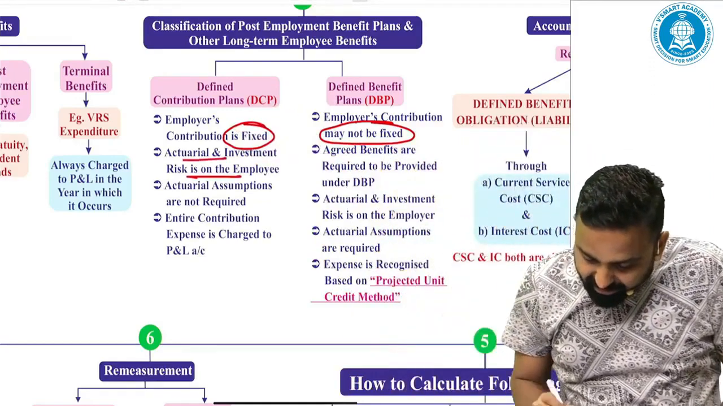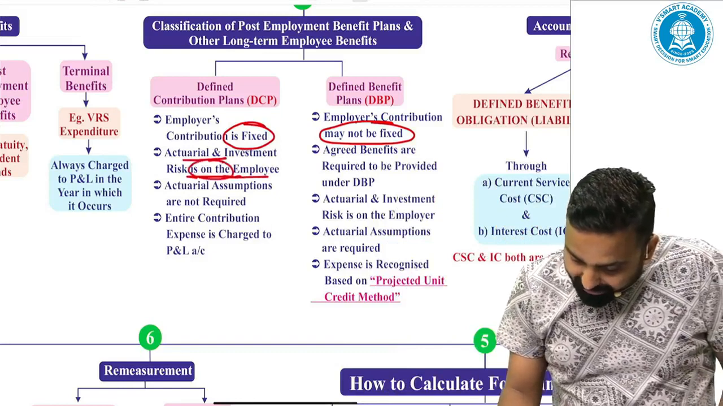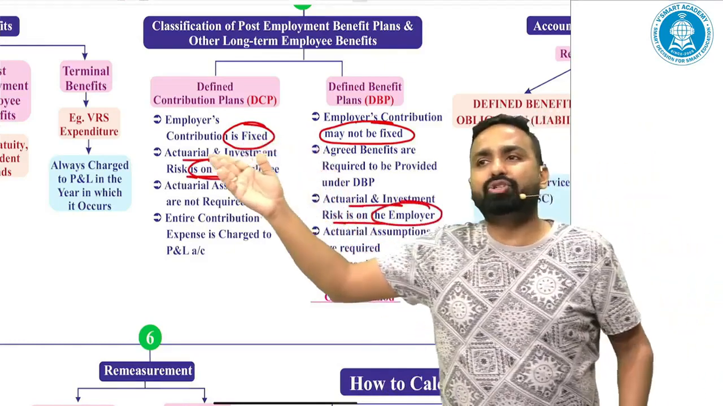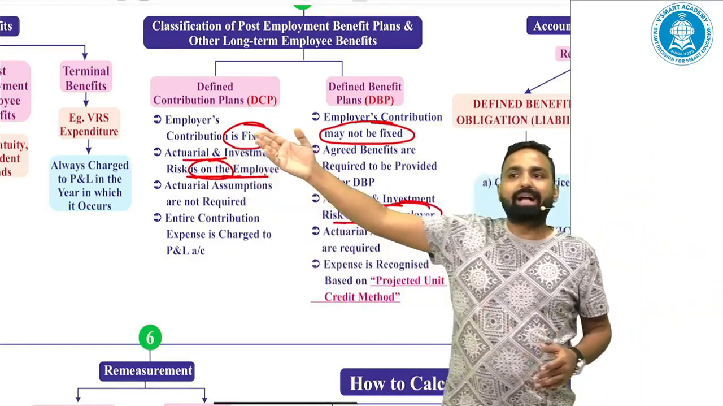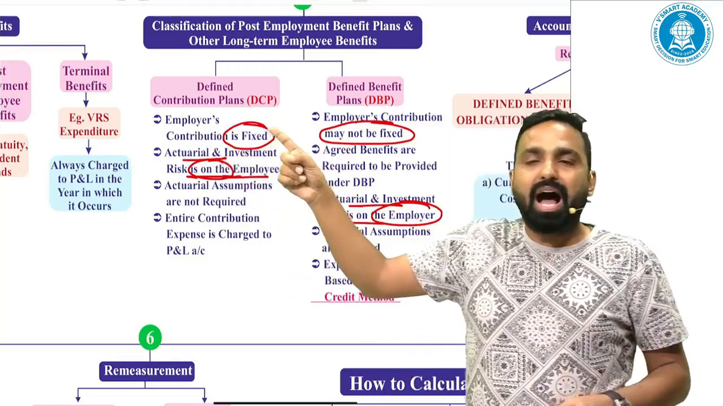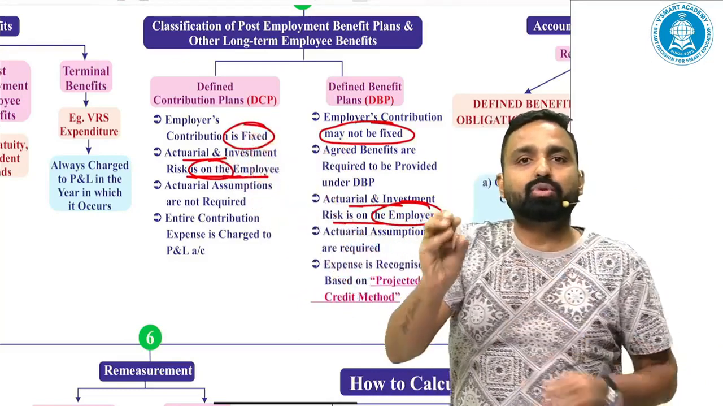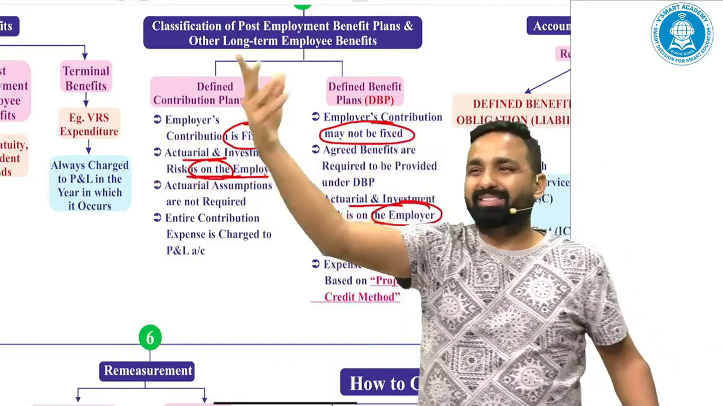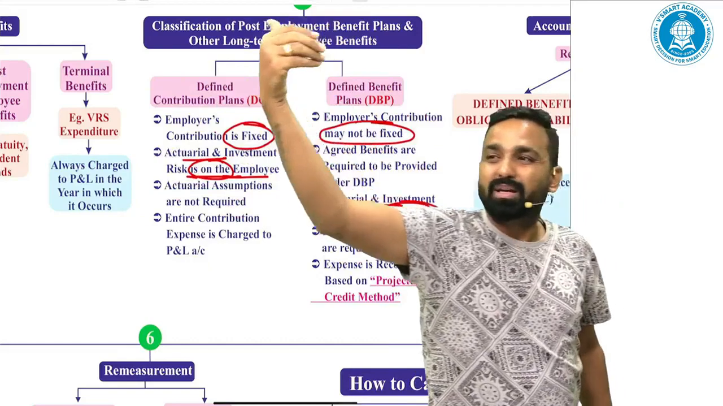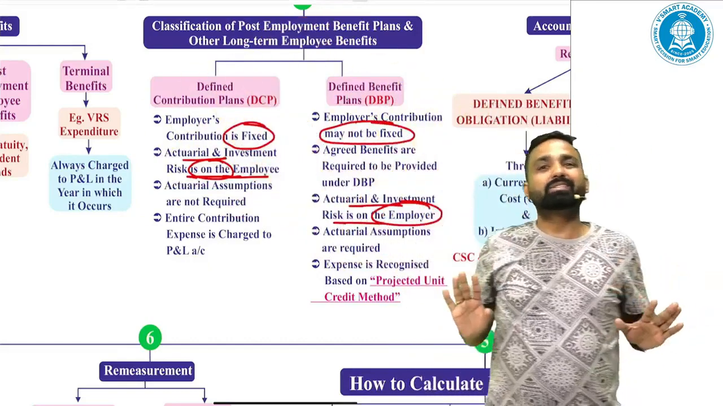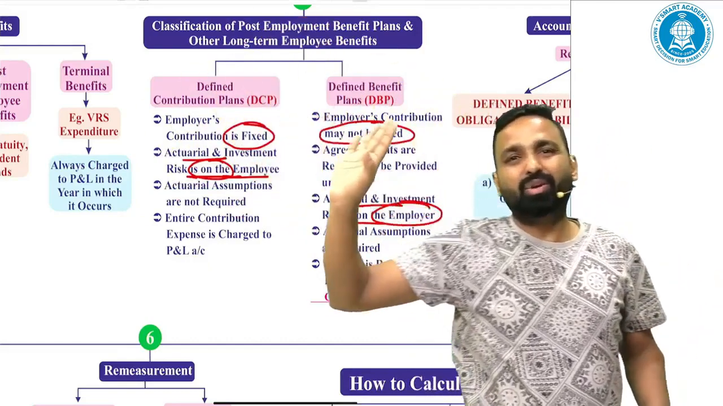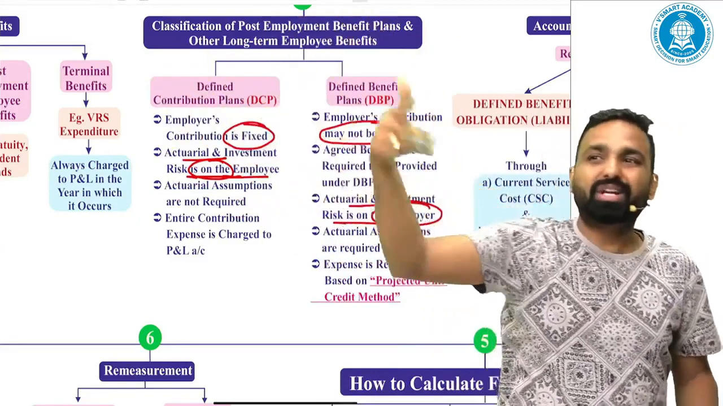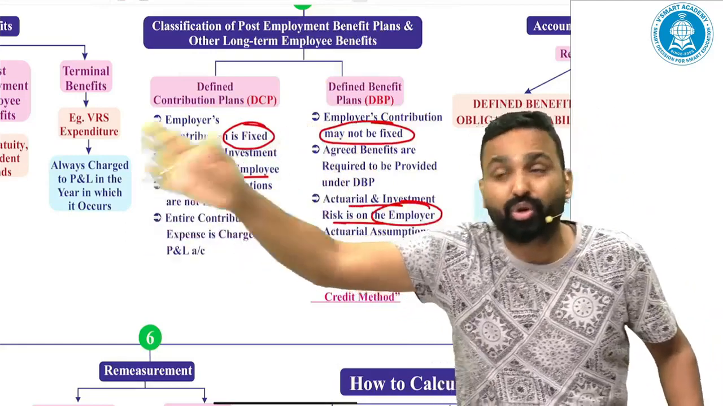Under defined contribution plan, actuarial and investment risk is on the employee. Under defined benefit plan, actuarial and investment risk is on the employer. Now, what is this actuarial and investment risk? Basically, in a defined contribution plan the employer says, I am here just to make the contribution. What will be the overall benefit? That is the employee's concern, not my concern. Whether the benefit will be better or worse, it is your concern. So the entire risk is on you.